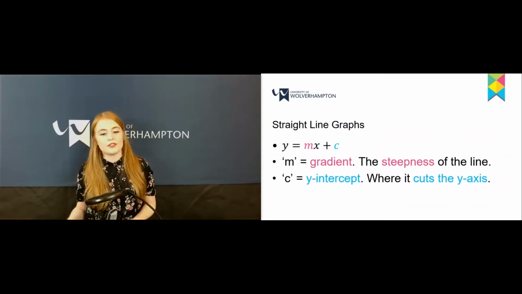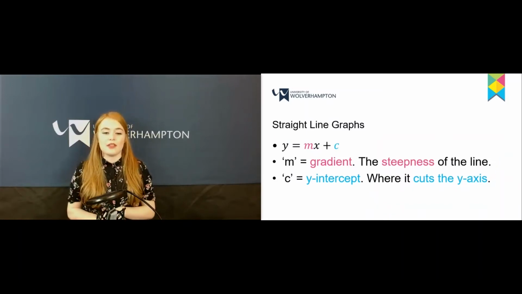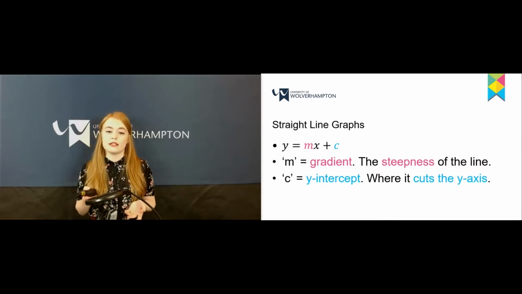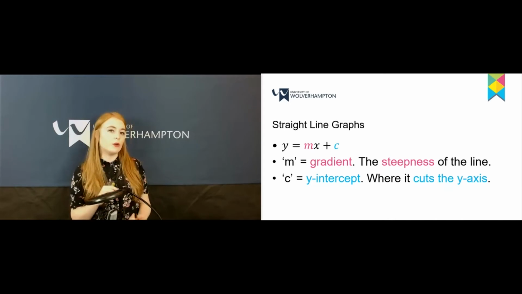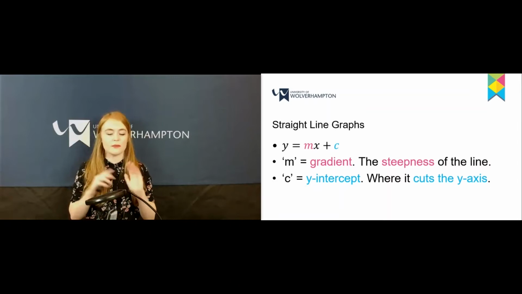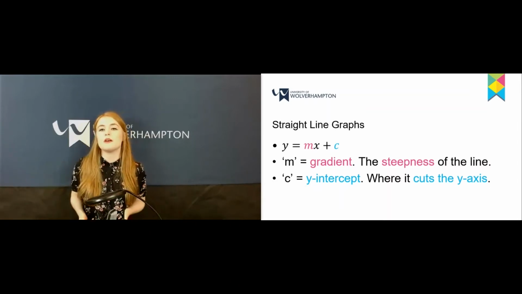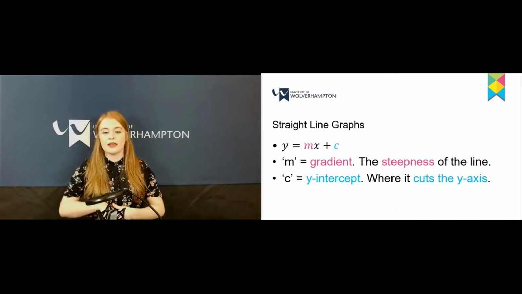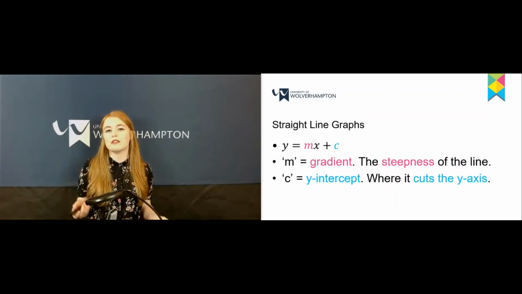Straight line graphs. So straight line graphs have the equation y = mx + c, where m is the gradient. It can be any number at all, a whole number, a negative number, decimal, a fraction, a surd. It can be anything you want, but it determines the steepness of the line. And the c is the y-intercept, which means where it cuts the y-axis.